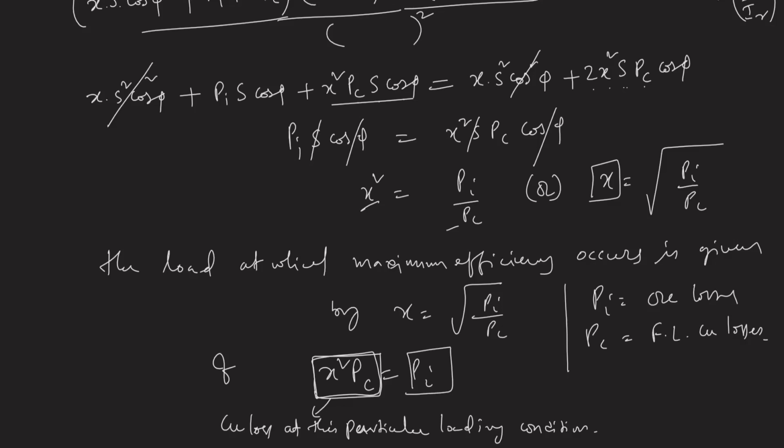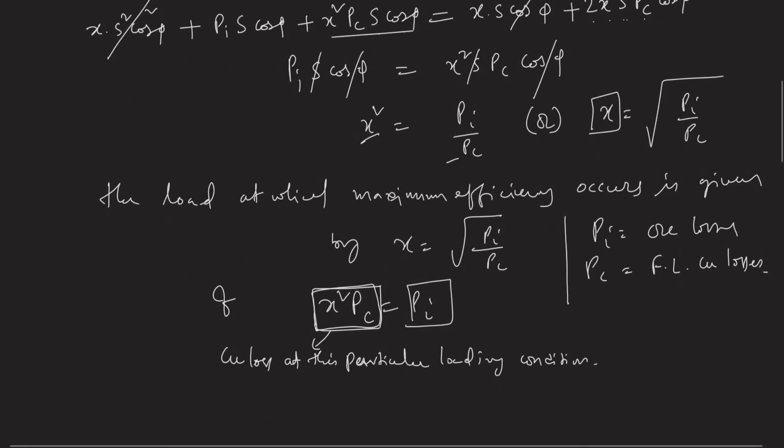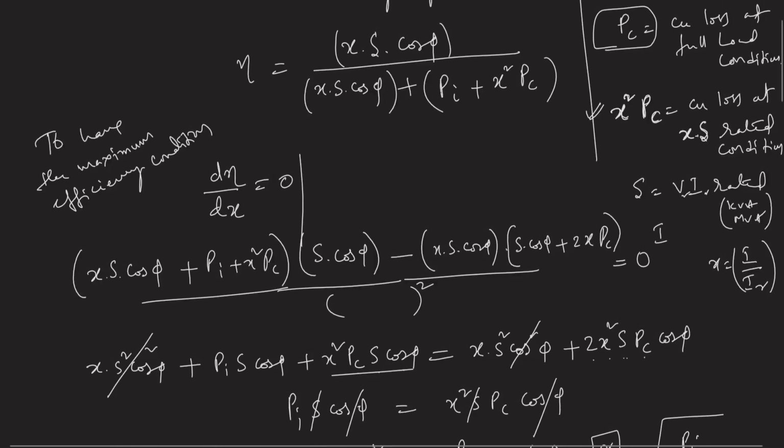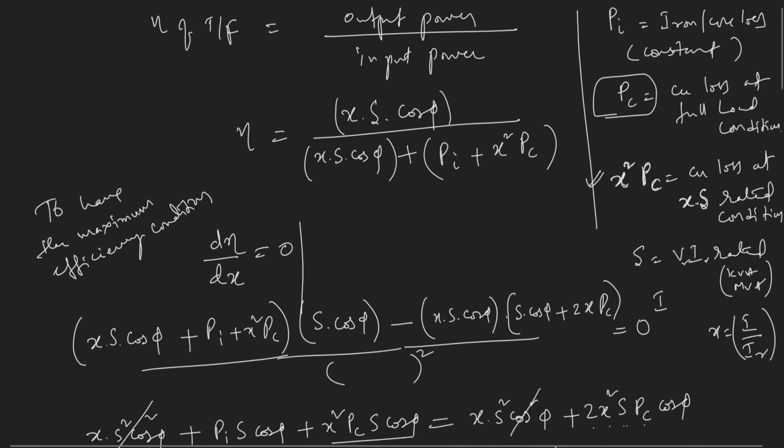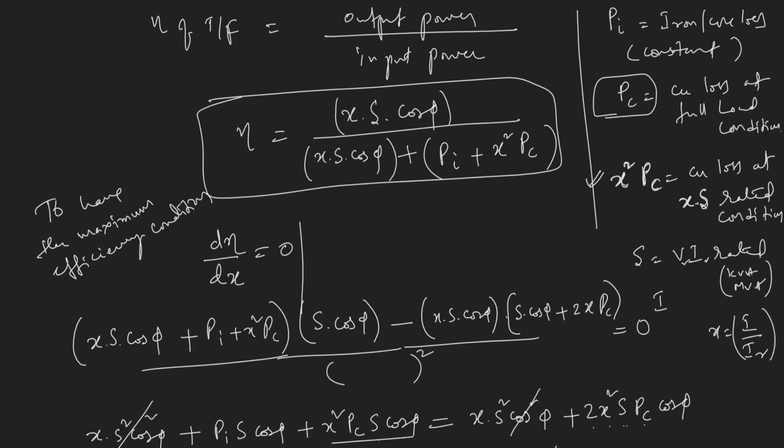So this is about the efficiency formula and the derivation or condition for maximum efficiency of the transformer. So this is the efficiency, output by input. Okay. So we'll stop here.